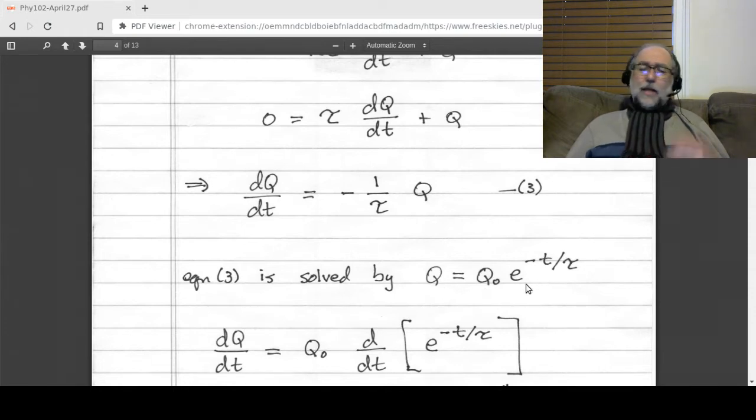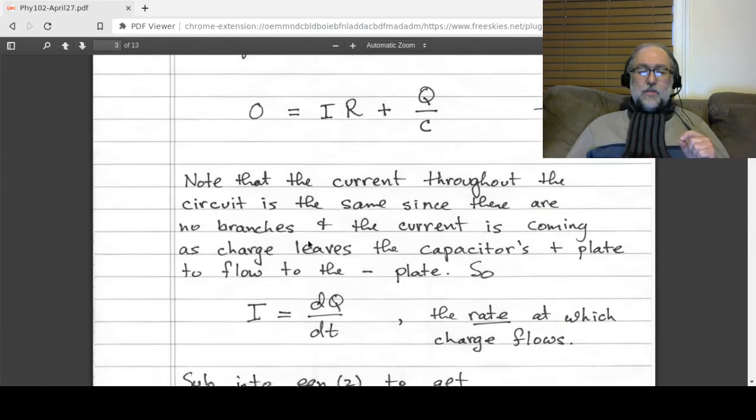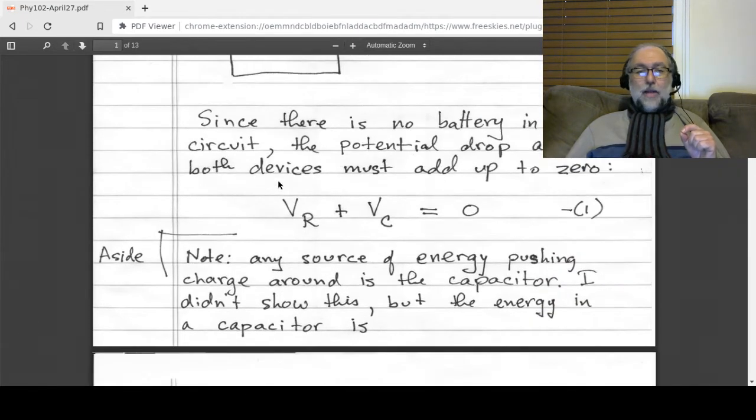Now, I didn't just show you this for the mathematics. I wanted to show you this for a couple of reasons. The basic reason is this idea that if you've got a bunch of electronic components in a circuit, go way back to equation number one here, you can add up their potentials like this, and that's going to equal zero. We actually did that when we analyzed our resistors in series and parallel. But there, we did it statically, so the current wasn't changing over time.